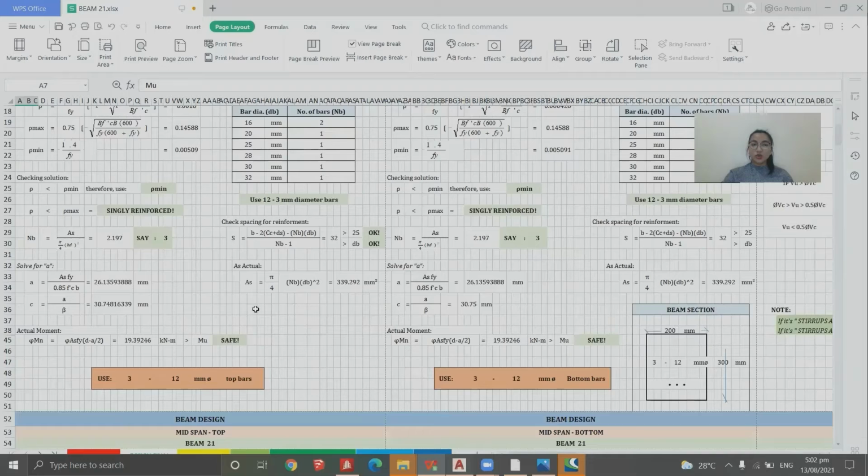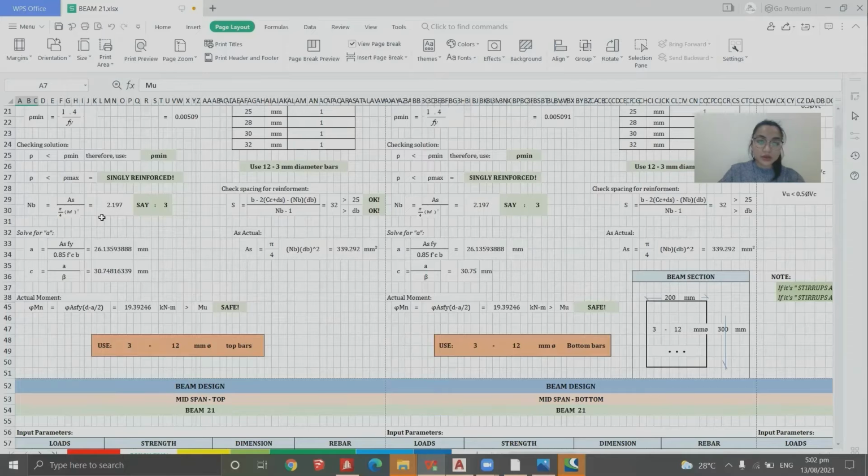And then to calculate how many bars should be used for the beam design, we have Nb equal to As over pi over 4 times Db squared. We have 2.197, or round off to 3. So 3 pieces of 12 mm diameter for the top bars.